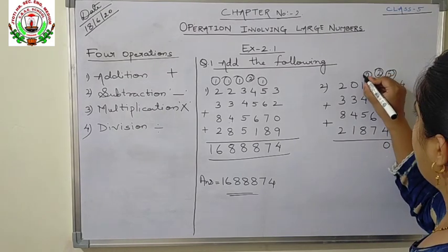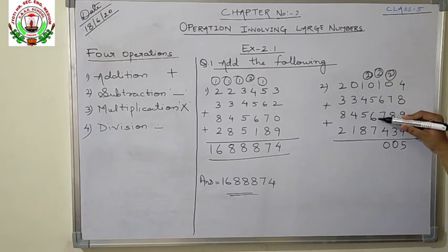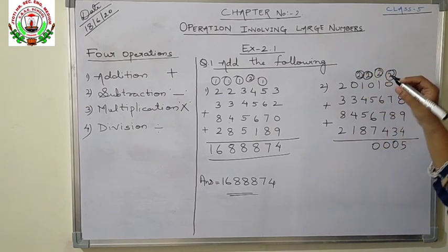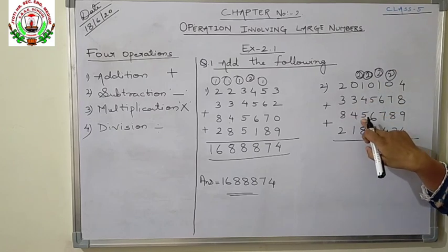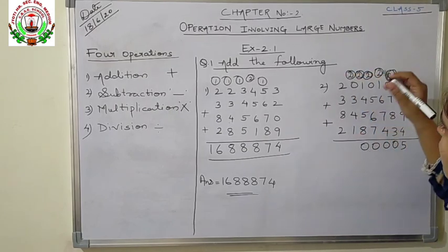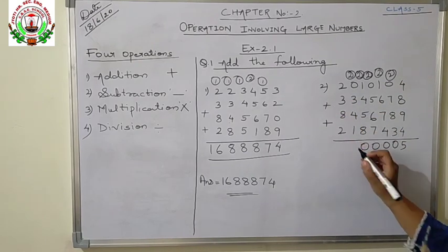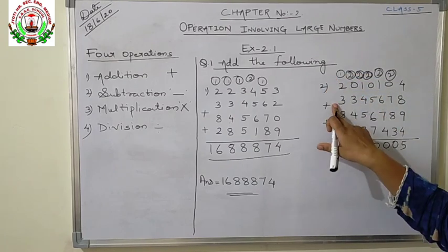0 carry 2. 5 plus 2 is 7. 7 plus 6 is 13. 13 plus 7 is 20. 0 carry 2. 2 plus 1 is 3. 3 plus 4 is 7. 7 plus 5 is 12. 12 plus 8 is 20. 0 carry 2. 2 plus 3 is 5. 5 plus 4 is 9. 9 plus 1 is 10. 0 carry 1. 2 plus 1 is 3. 3 plus 3 is 6.